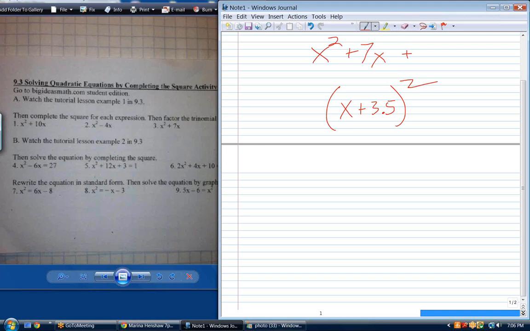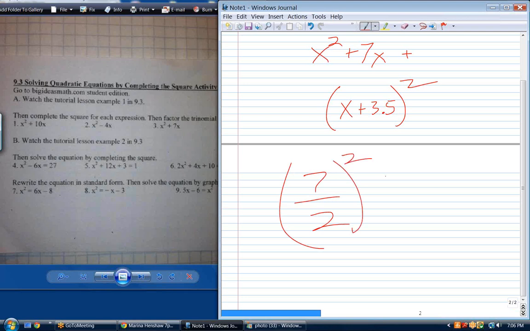So what is half of 7 squared? Now, you can do this on a calculator if you want, but let's just do this. Let's square half of 7 and add 49/4. So I got 12.25 there, but you know what? I prefer 49/4. It actually makes it more understandable.